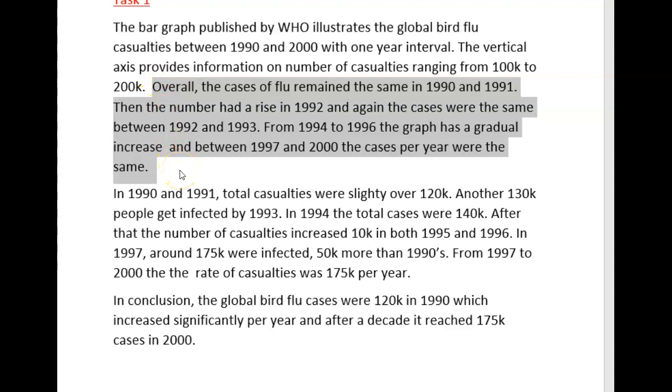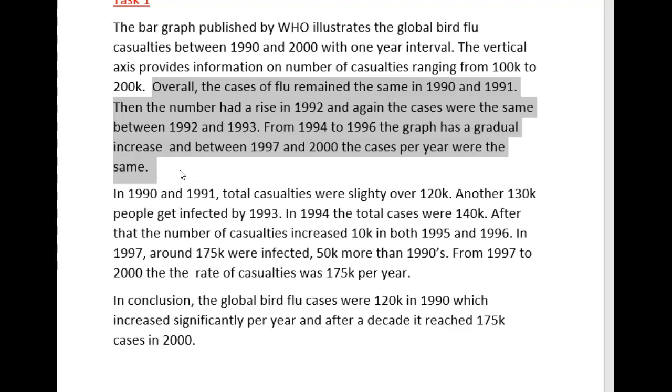So I want to talk to you about this overview. This really isn't an overview because there's just so much detail. The overview talks about the main thing you see, the main trend, or maybe it talks about the highest figure, the thing that really sticks out. And the thing that really sticks out in this chart about bird flu casualties is that over the period, there was a steady increase. Full stop. That's it. All right. Anything else ceases to be an overview, and then it reads more like a detail paragraph.